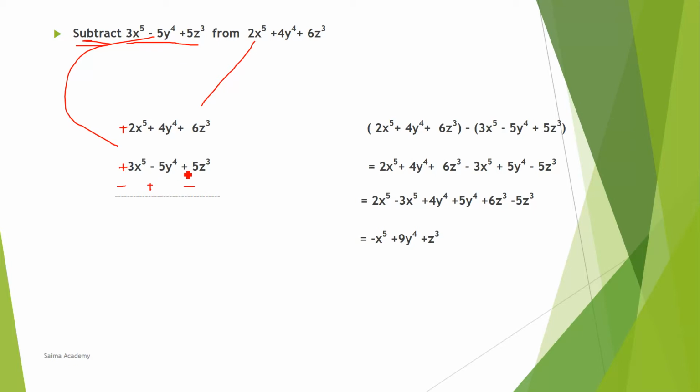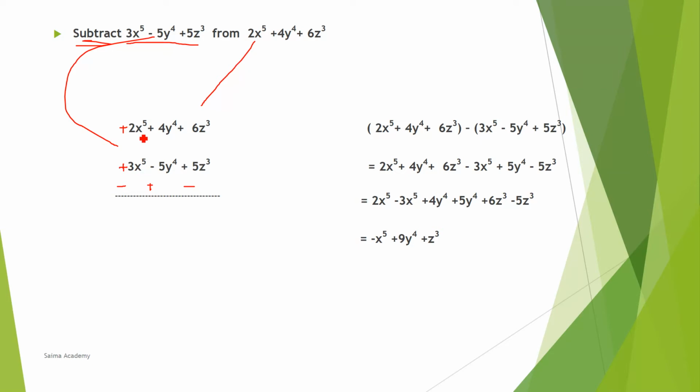This is positive, you have to make it negative. Now forget about these signs. These are the new signs. In subtraction only you have to change the sign. Right? Now we will consider the new sign with this polynomial. Right? Subtract it now. So this is 2x exponent 5 and this is 3x exponent 5.